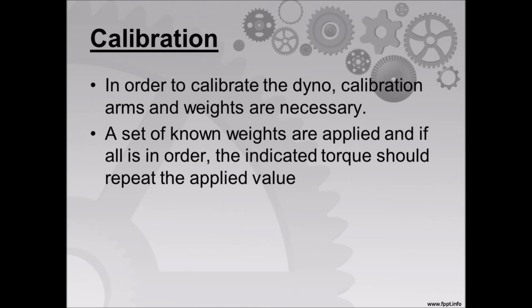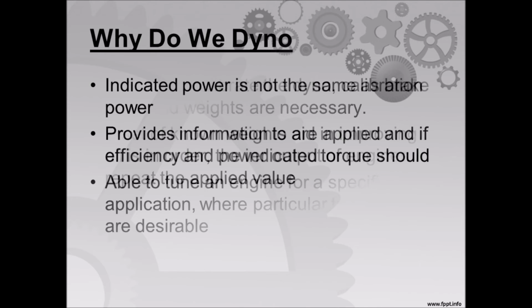To calibrate a dyno, an operator installs a calibration arm of a known length and weight and adds additional weights to the arm. The resulting torque can be compared to the dyno output to test its accuracy.